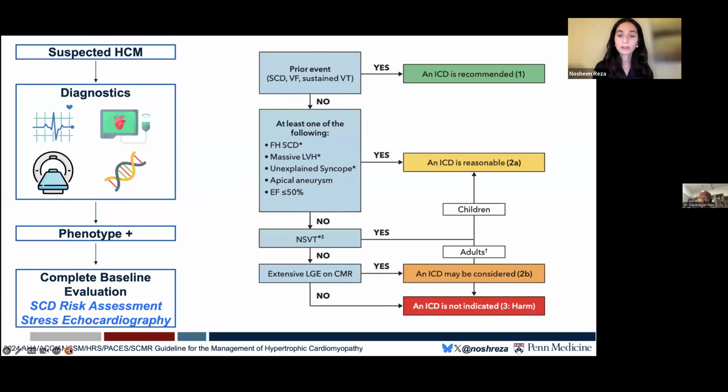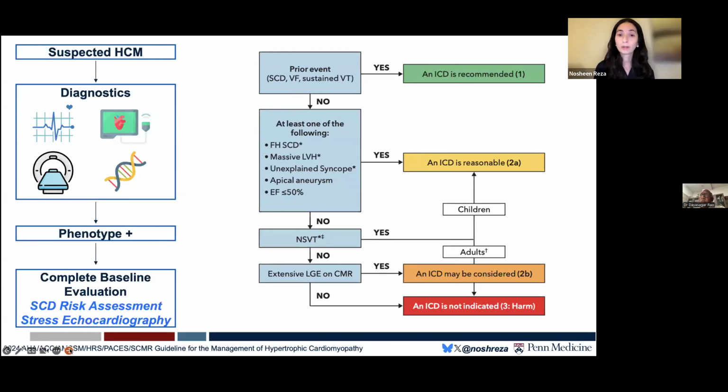So just to briefly review, these are an excerpt from the most recent 2024 American Society guidelines for the management of hypertrophic cardiomyopathy. You can see here that if a patient has a prior event, including sudden cardiac death, ventricular fibrillation, ventricular tachycardia, of course, an ICD is recommended in that situation.